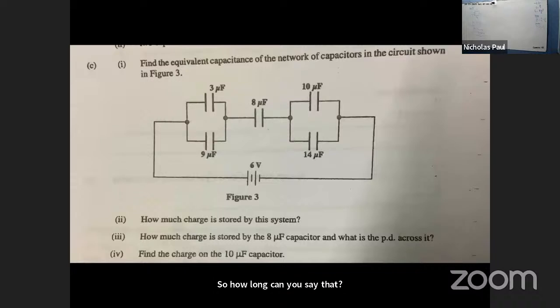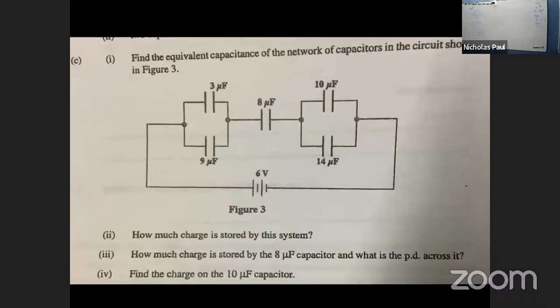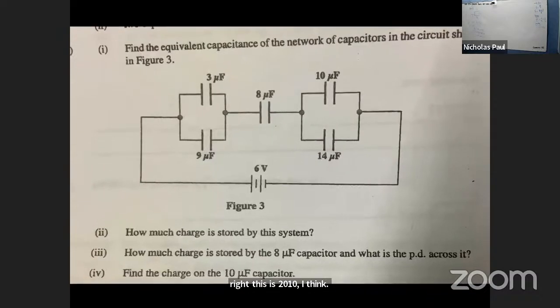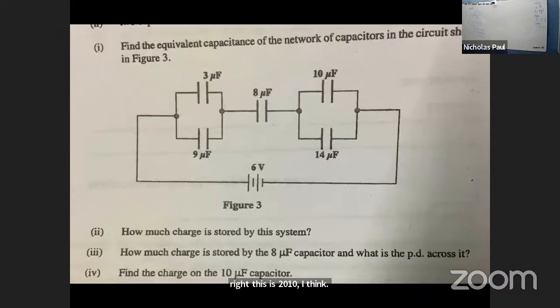Right, this is 2010, I think. Joy diagram, let's work it out. Sean, Benaya, come on. Last one, and then we go into chart.